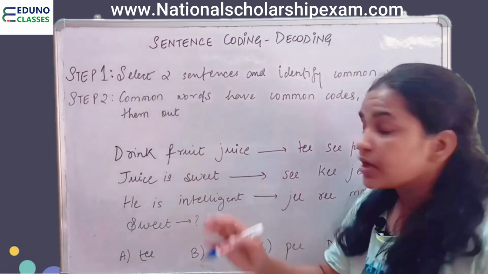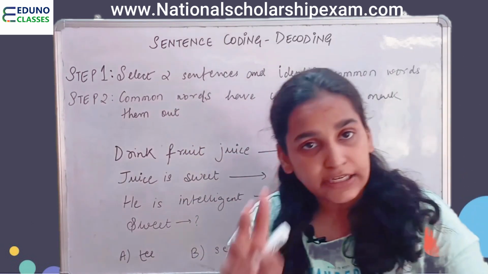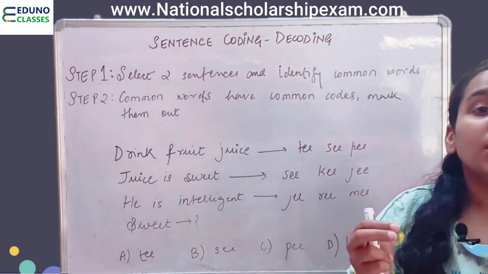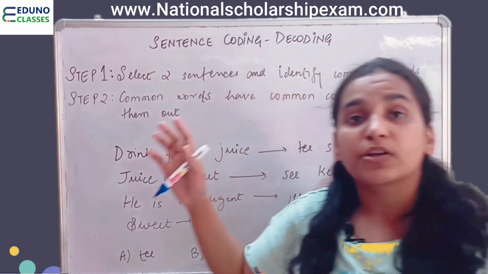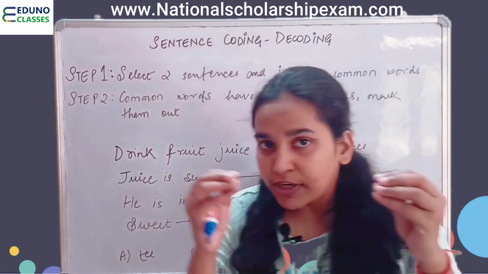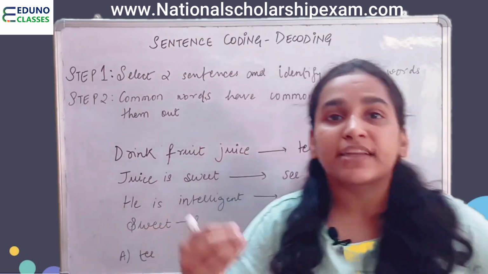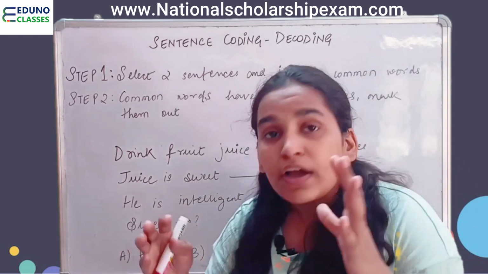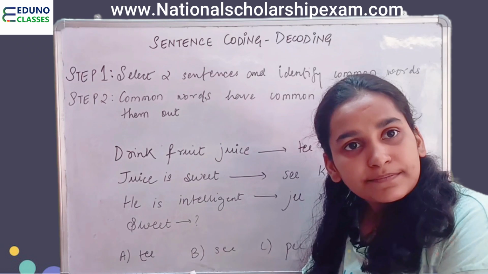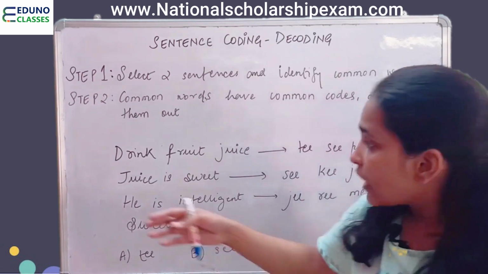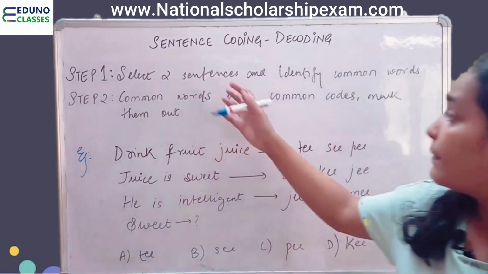So what are the steps? The first step is to select two sentences and identify common terms. We select any two sentences and find the common words in them, and common words will have common codes. If computer is coded as apple, then in whichever page the word apple comes, it will mean computer. Whenever that word appears, it will have the same code. The code will not change.